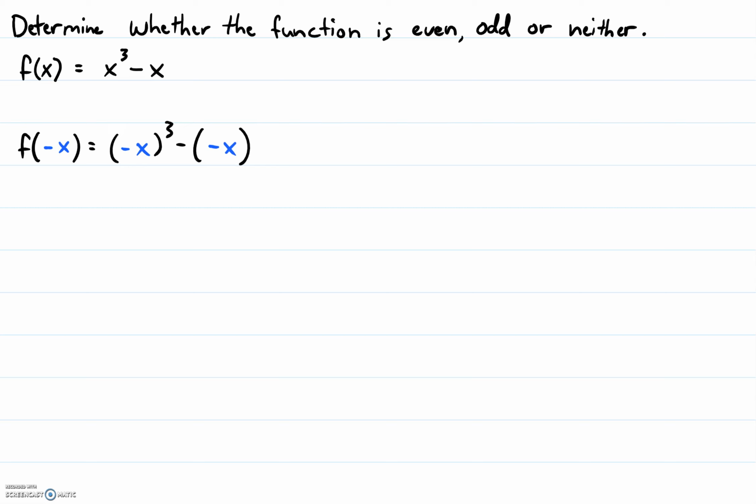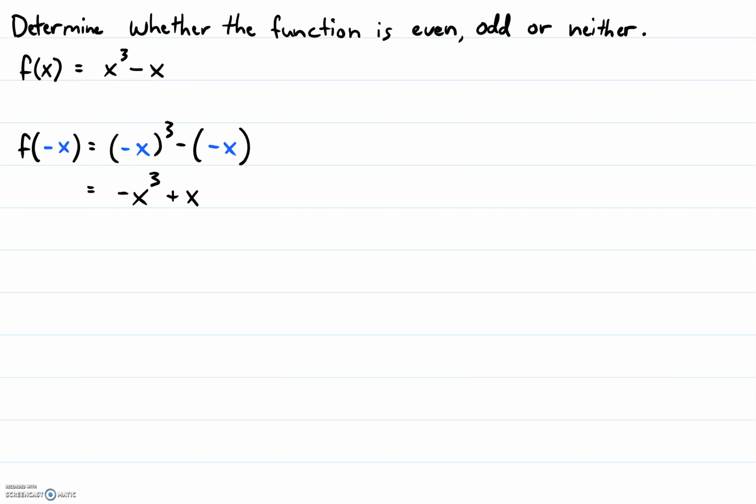Now after you put in negative x in the place of x, you always want to simplify as much as you can. And so negative x to the third power is going to be negative x to the 3. You can think of that two different ways. You could either break the negative x into negative 1 times x and then raise each of them to the third power, or you can just remember that a negative number raised to an odd power is negative. Now we have a minus and negative x, so of course the two negatives will cancel, giving us plus x. And so the f of negative x is negative x to the 3 plus x.